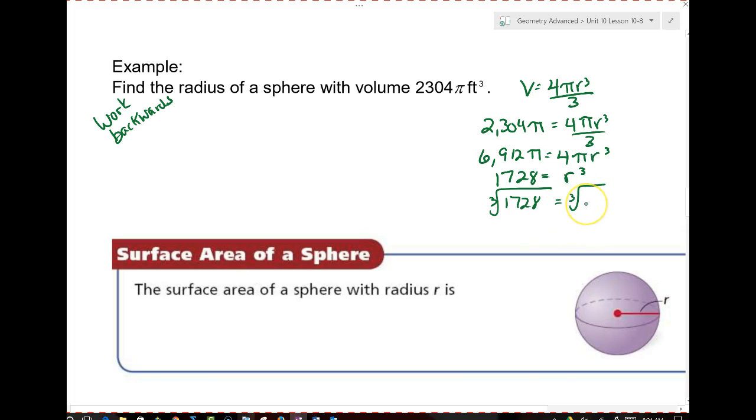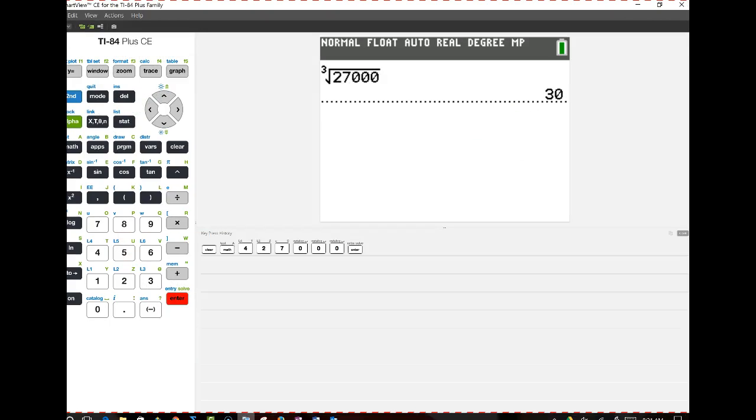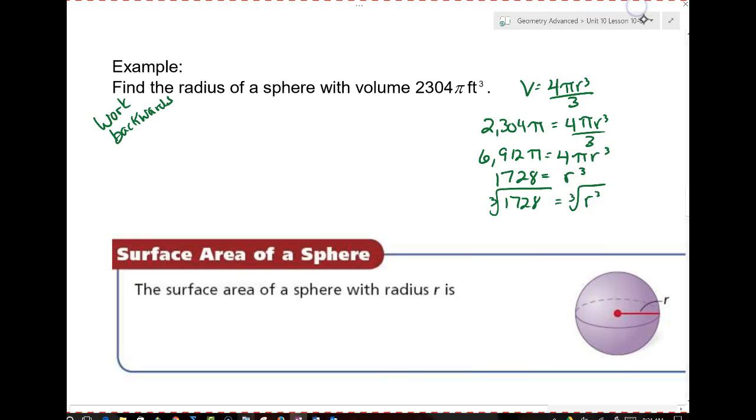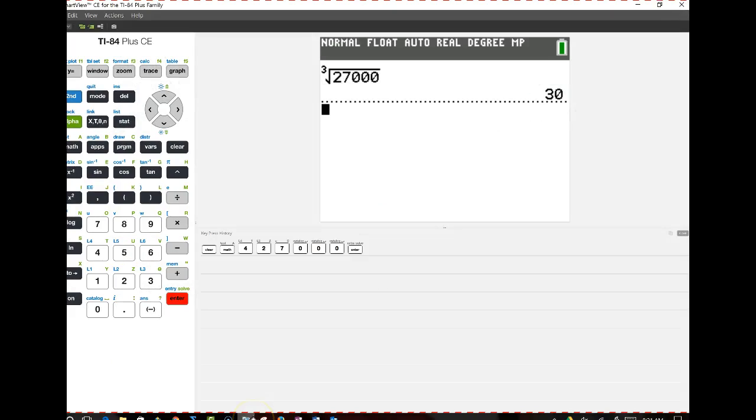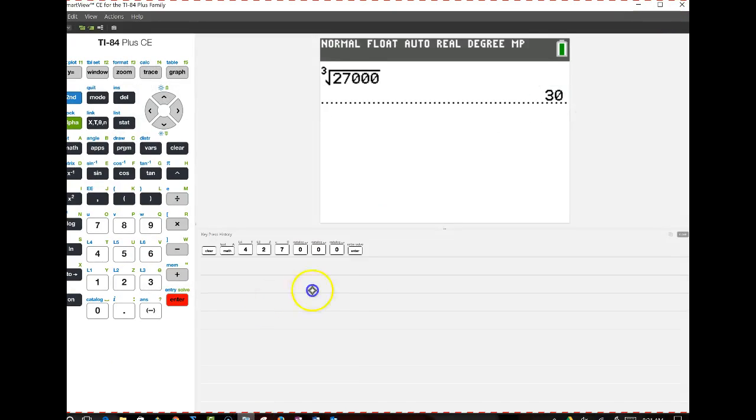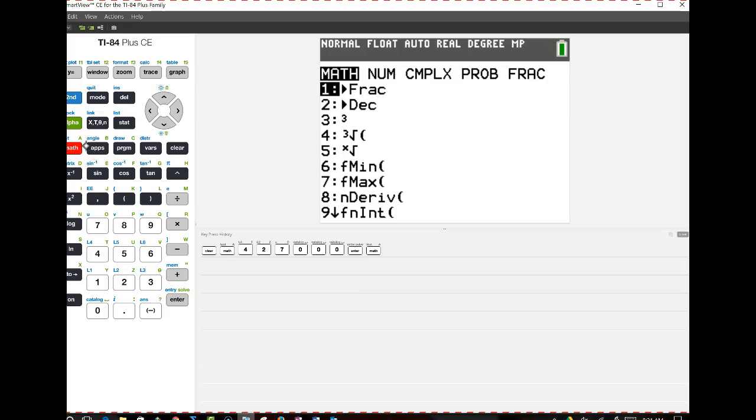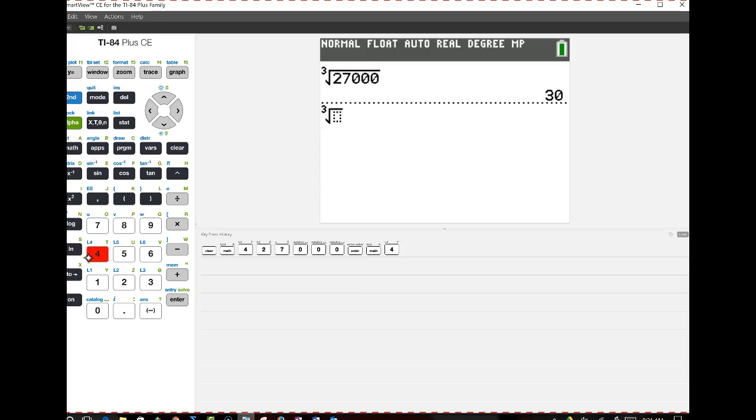Quick review. Where do you go on your guys' calculator to do this? What's the easiest key? Go math. All right. I don't know why this is not giving it to me like normal. That's so strange. I have no idea why the view is doing this. All right. So you just go math, number 4. Plug it in. Was it 1728, right? Did you guys get 12?